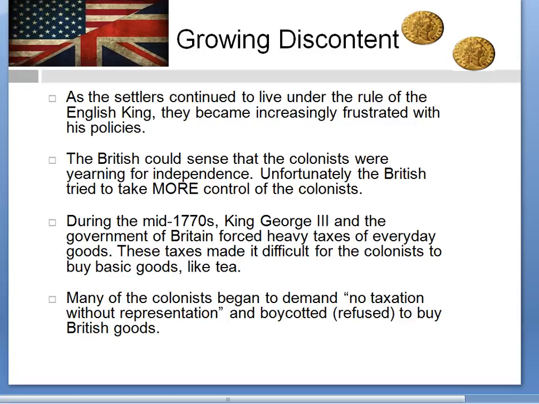During the mid-1770s, King George III and the government of Britain forced heavy taxes of everyday items on the colonists. These taxes made it difficult for the colonists to buy basic goods, such as tea. Many of the colonists began to demand no taxation without representation and boycotted British goods. The taxation without representation just means that they didn't have a voice in the British Parliament. So they felt, if we don't have a voice, why should we be taxed?